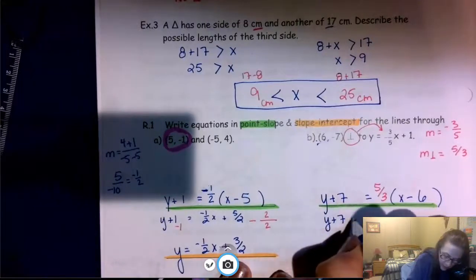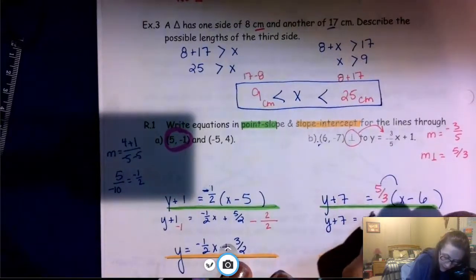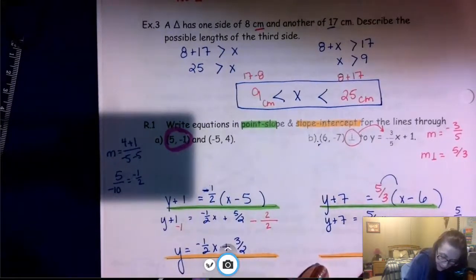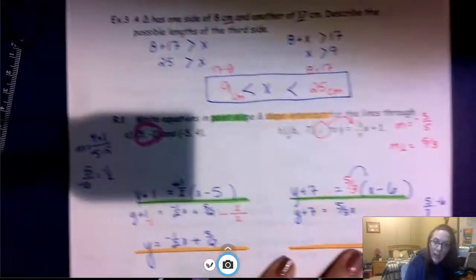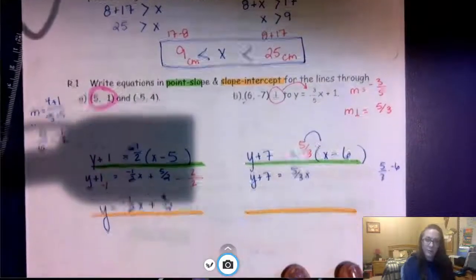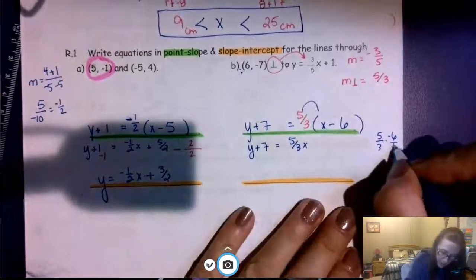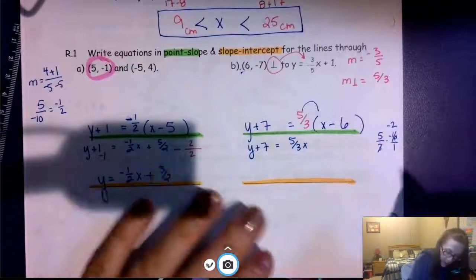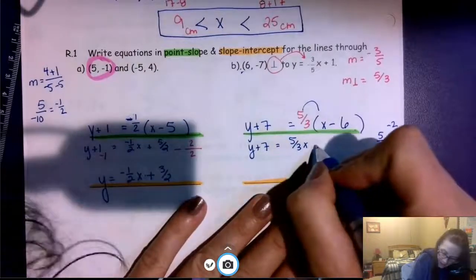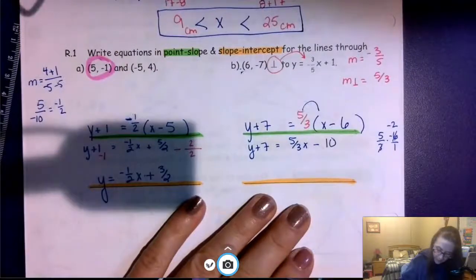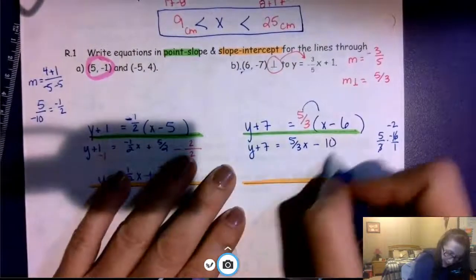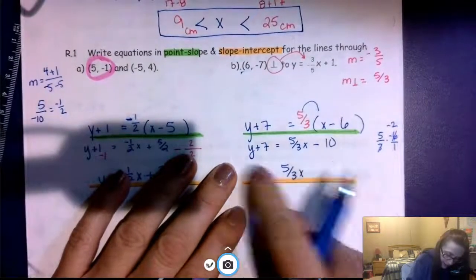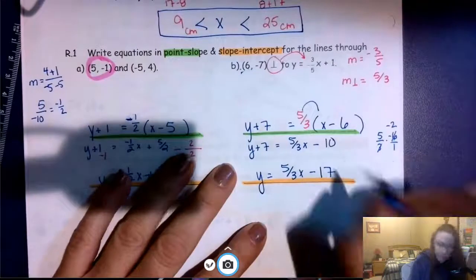Y plus 7, 5/3 x. 5/3 times 6, I would go ahead and take that, and I would put that negative 6 over 1. 3 goes into negative 6, negative 2 times 5. That is going to become a negative 10. So I'm going to add 7 over here. I get y equals 5/3 x, negative 8, I get negative 17. And there we go.